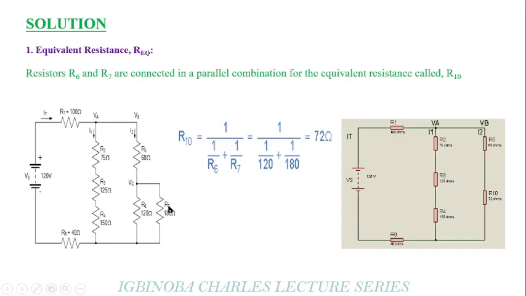Resistors R6 and R7 are in parallel, so we resolve them first. When two resistors are connected in parallel, this is the equivalent resistance. So we have R10 is equal to 1 over R6 plus 1 over R7. When we do our analysis, we get our result to be equal to 72 ohms. So that is exactly what we are getting here now. This particular part has been reduced into this part.